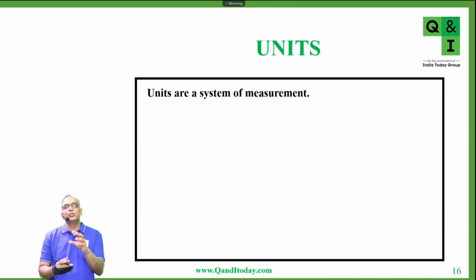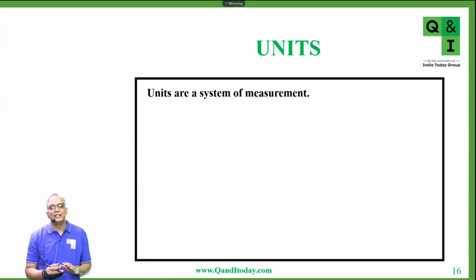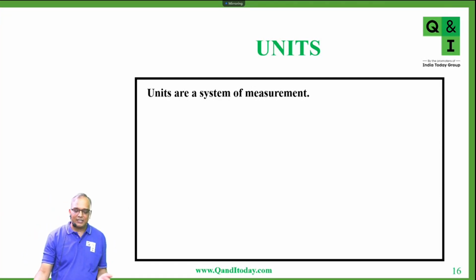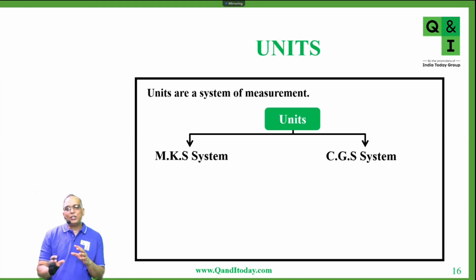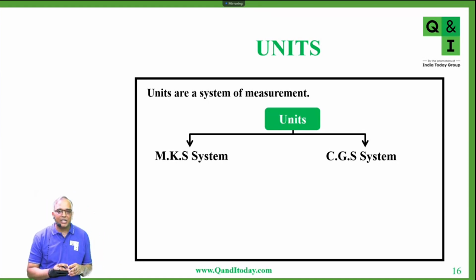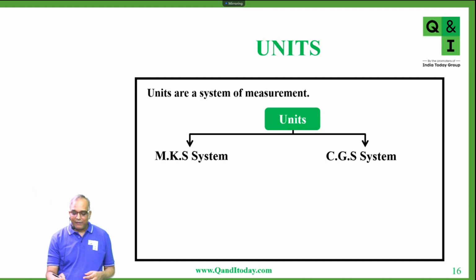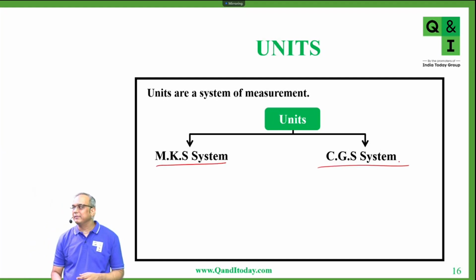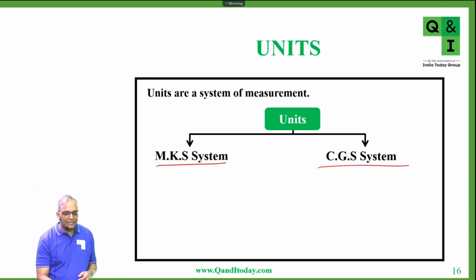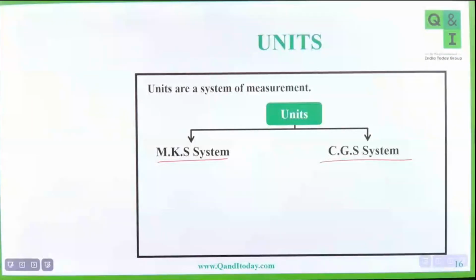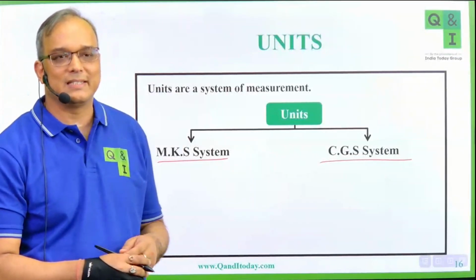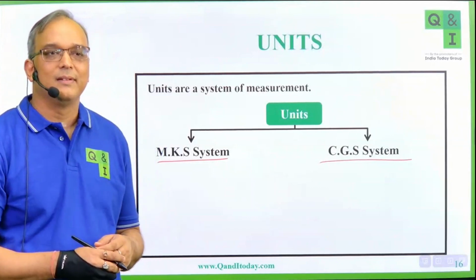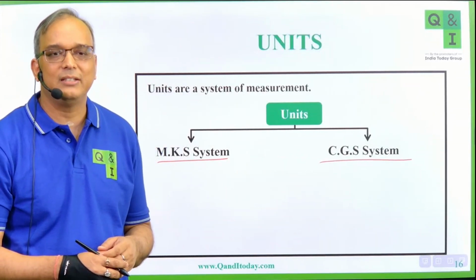So one of those units has been made a standard, and that is called the standard unit, or the system international units. There are two types of units which we come across in our daily life. One is your MKS system and other is CGS system. Can someone tell me what is MKS system and what is CGS system? What is MKS system? Anyone?